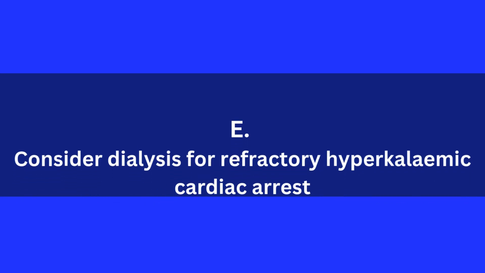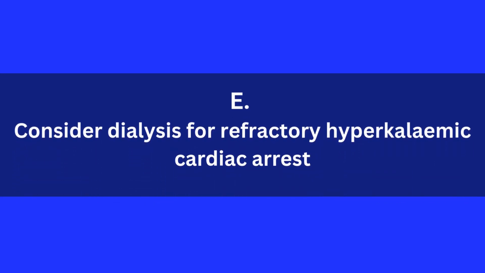Option E. Consider dialysis for refractory hyperkalemic cardiac arrest. Option E is dialysis, which can be highly effective in reducing potassium levels, especially in patients with chronic kidney disease. However, dialysis is not a quick fix. It takes time to arrange and initiate. In the context of a hyperkalemic cardiac arrest, we need an intervention that acts within seconds, not minutes or hours. Dialysis may be considered if the patient remains in cardiac arrest despite initial treatments, but it's not the first line action in this scenario. So the correct answer is D.